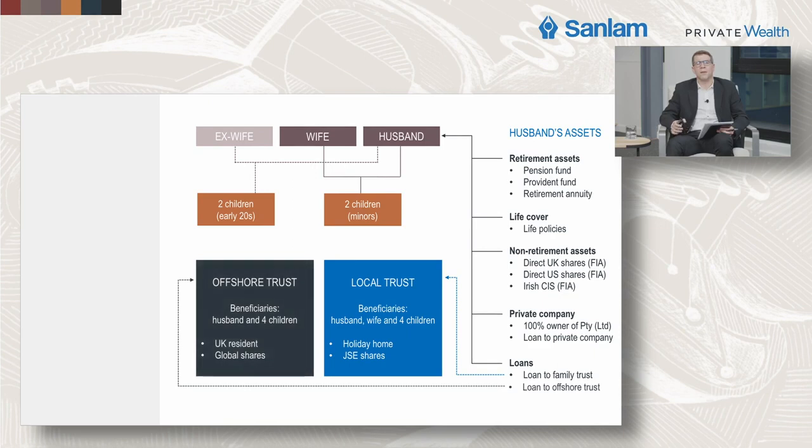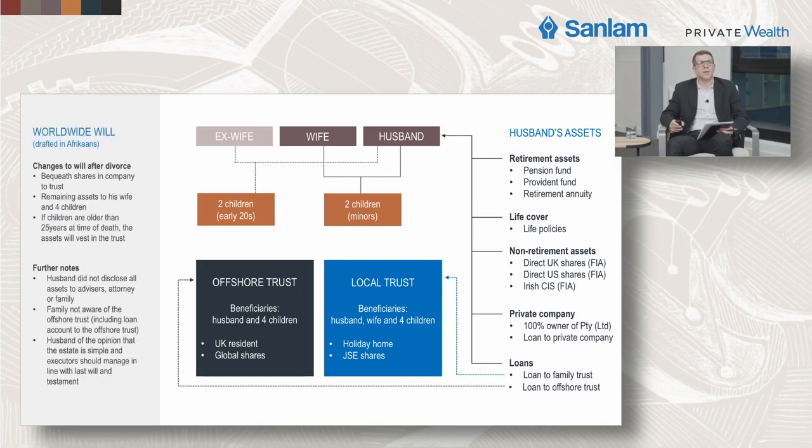And then, speaking to the point we mentioned earlier, where people don't disclose all their assets, there's also a loan to an offshore trust that the wife does not know about. The beneficiaries there are the husband and the 4 children. And that trust owns a UK residence and some global direct shares. And then just a couple of extra notes.